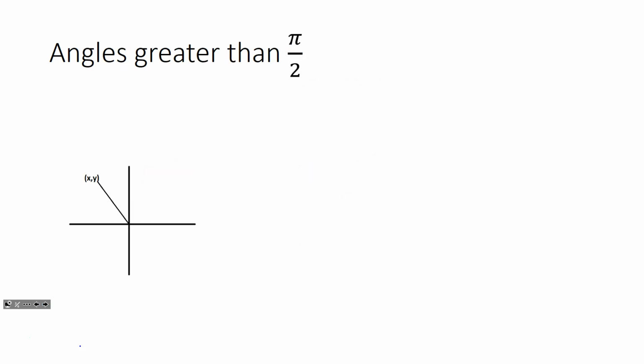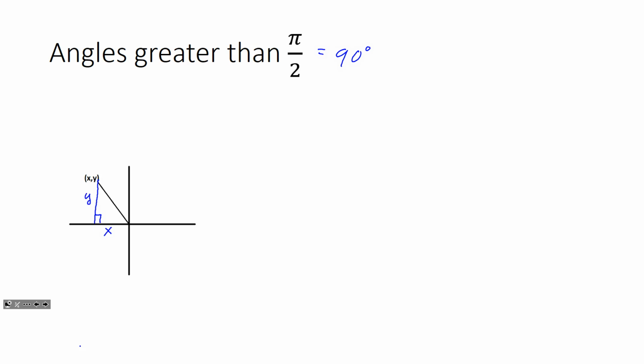Now we're going to push a little further, and we're going to look at an angle which is obtuse, that is, which is greater than pi over 2. Pi over 2, of course, is equal to 90 degrees. If we look at our illustration, notice that xy is in quadrant 2 here. Again, if we drop a vertical line down, we form a right angle.